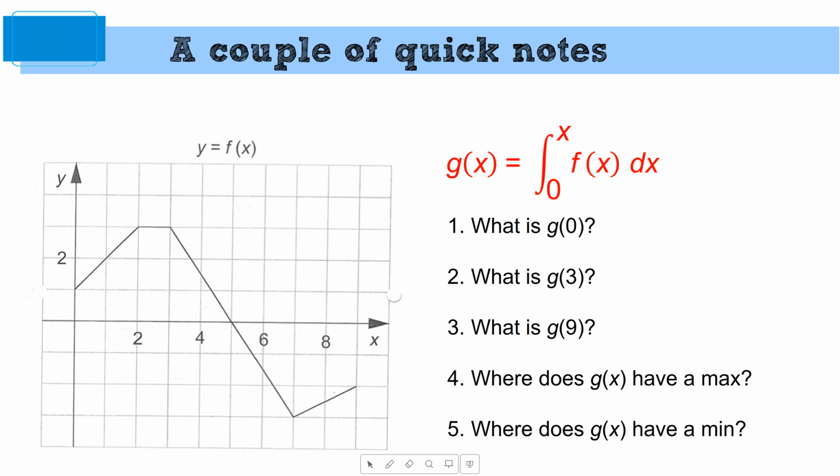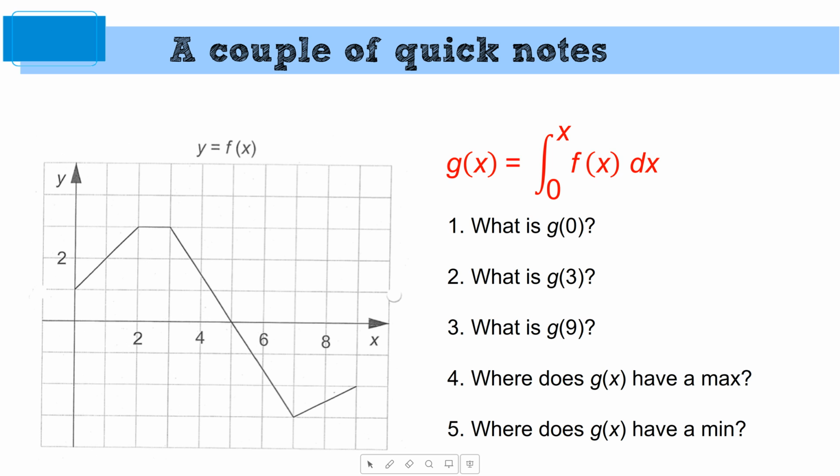So you'll notice that I gave you a picture of f of x. And then I said, okay, great, but we have this other function g of x. And g of x is defined as the area under the curve of f of x from 0 to x. Are you with me so far? Yes? Beautiful. So let's see if you're with me.